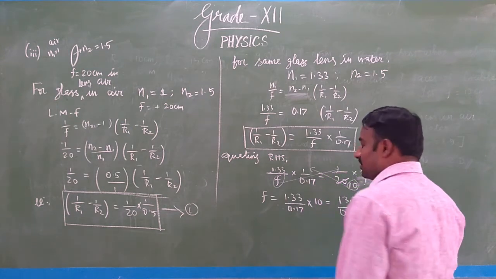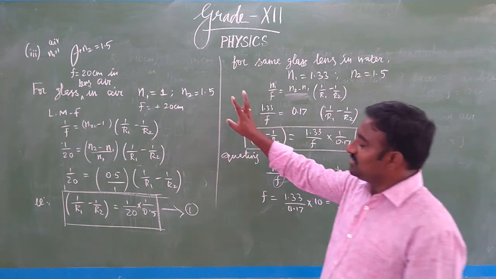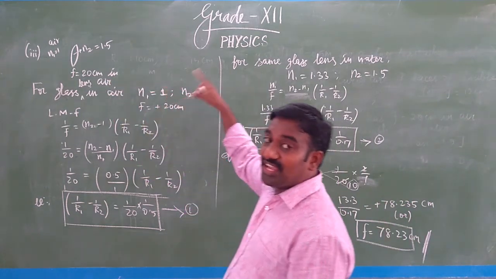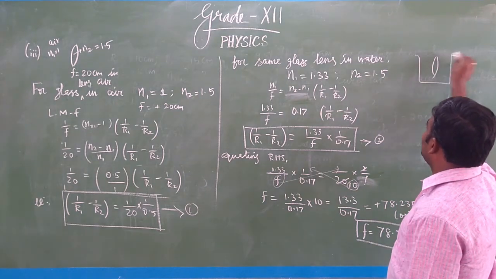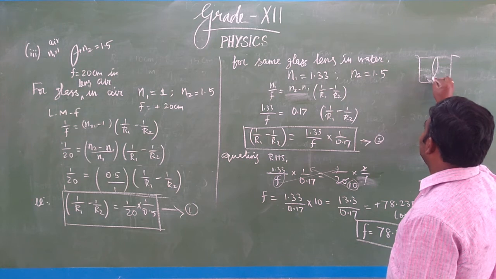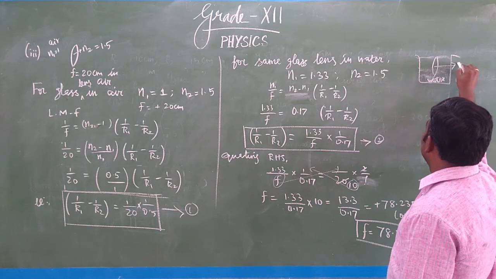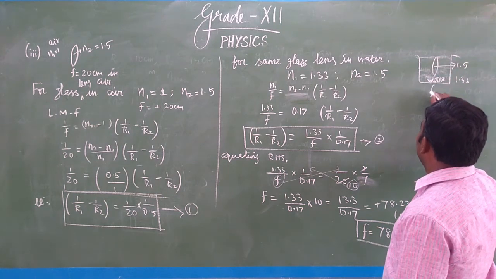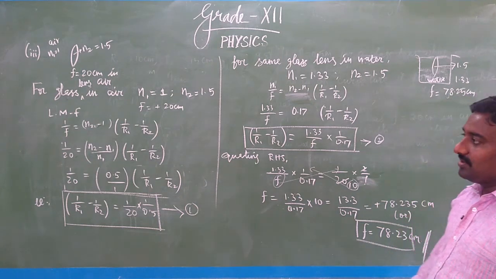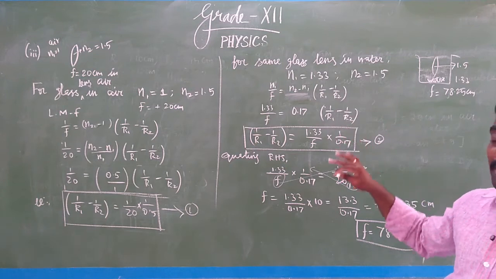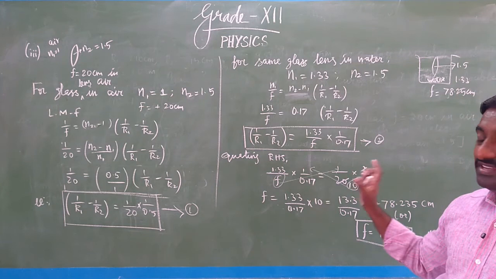For the same glass lens, when it is placed in the air, the focal length is 20 centimeter, as given in the question. But we are changing the medium. Instead of air, now the glass lens is placed in water, with a refractive index of 1.33, and the same refractive index 1.5 for glass. What would be the focal length? We found it is 78.25 centimeter. These model questions are very important. They are asked many times in board exams, so kindly practice this. Very simple questions.